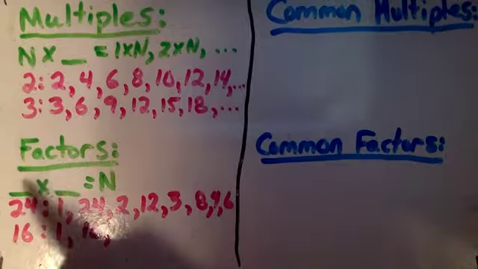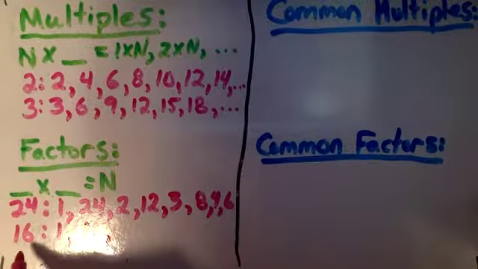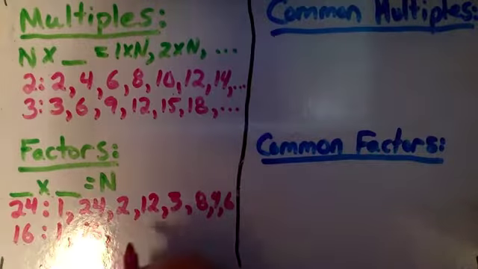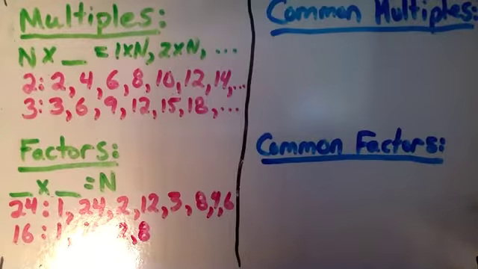What other numbers do we have? So after 1, let's go to 2. Can 2 be multiplied by something to give you 16? 2 times 8 would give you 16. So 2 and 8 are factors of 16.